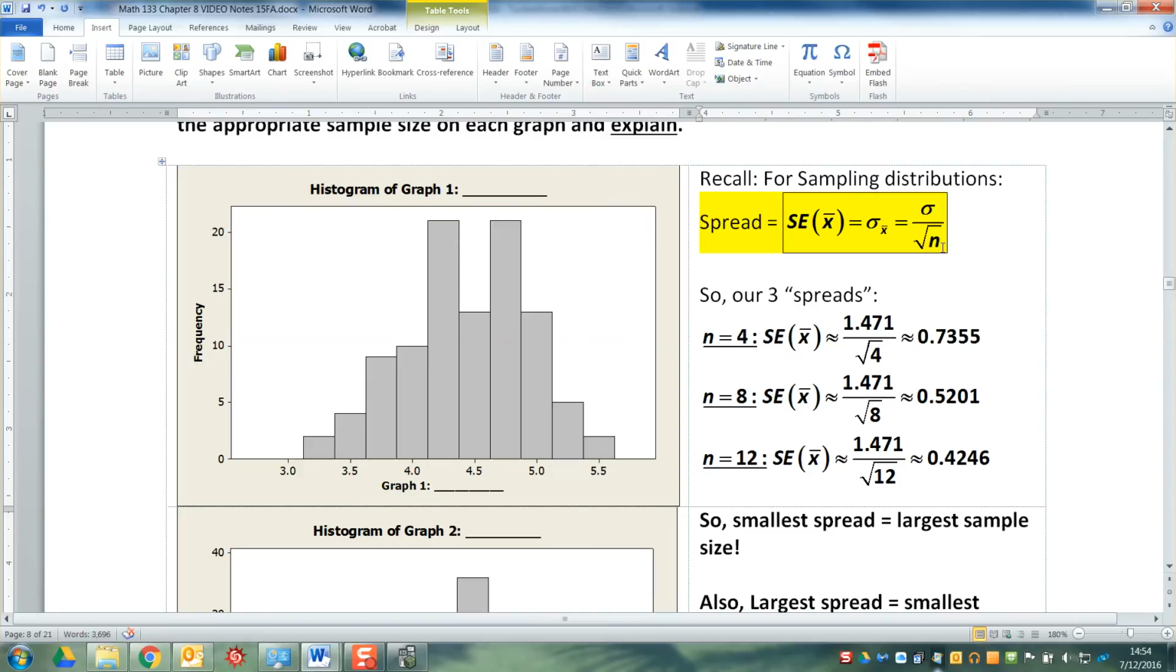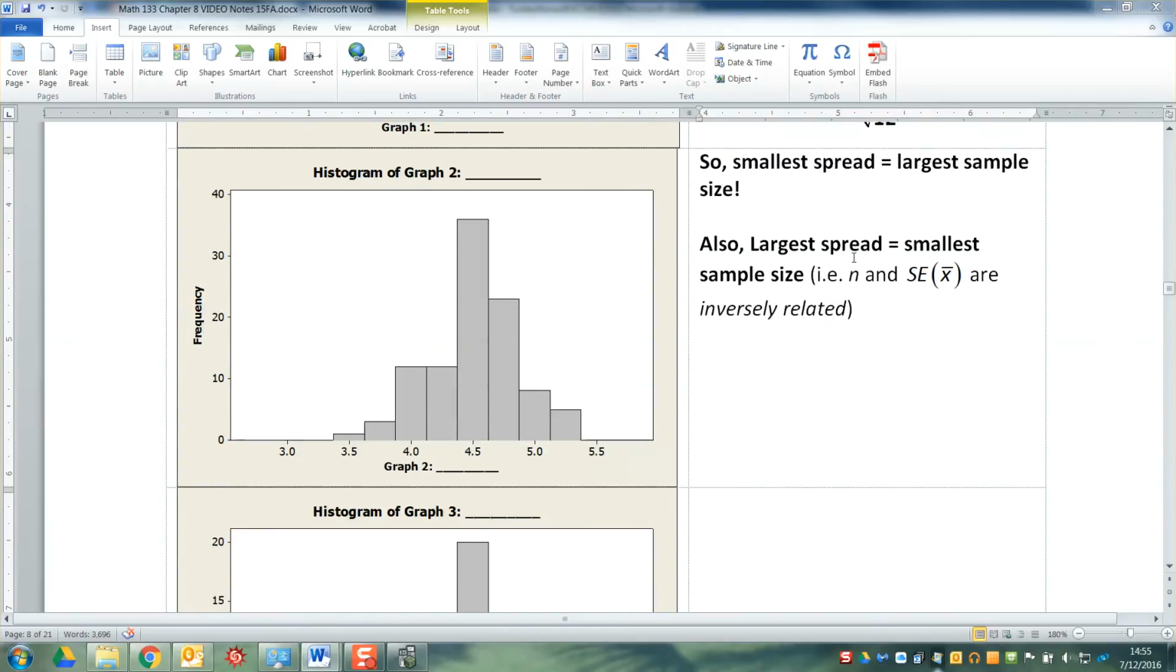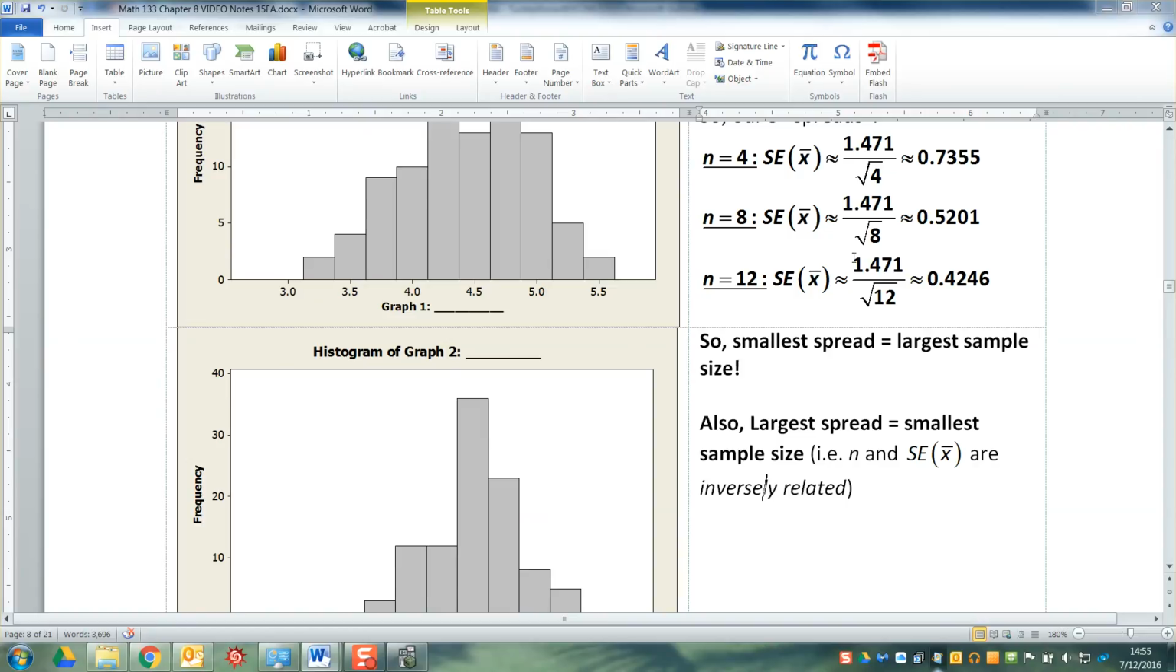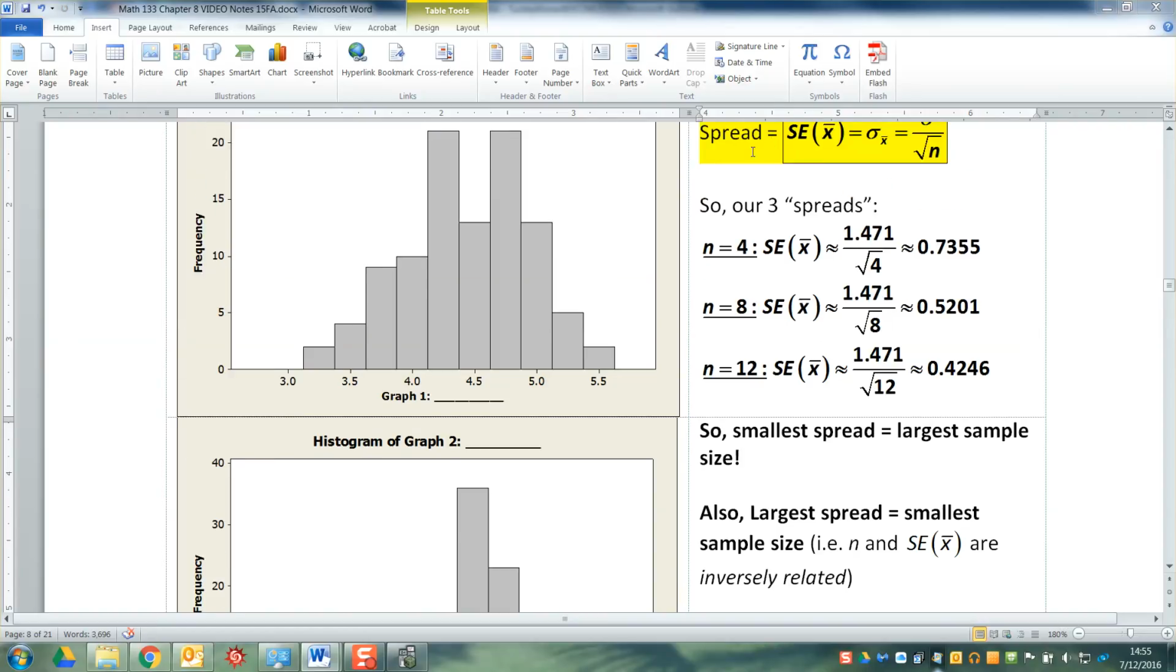Algebraically, when you have a value like that in the denominator, it means that the two quantities, in this case standard error and n, are inversely related. When one gets bigger, the other gets smaller, and vice versa. Now, if that's the case, and a larger spread means a smaller standard error and vice versa, then all we have to do is look at the graphs, figure out which one has the most spread and which one has the least spread.